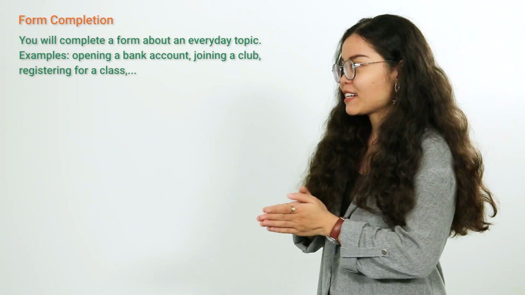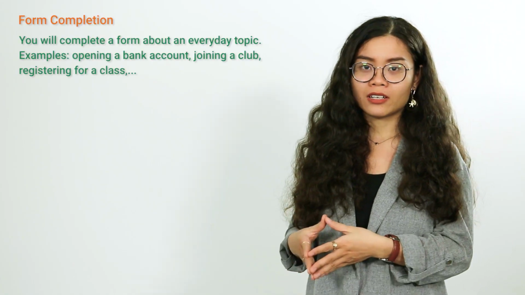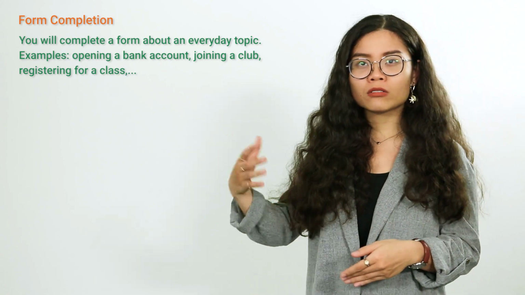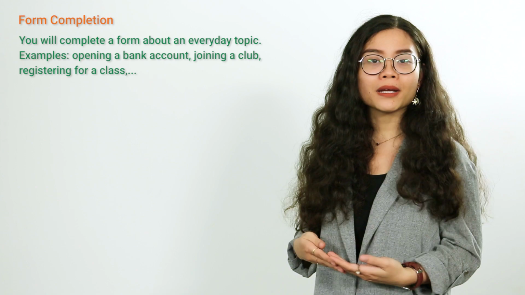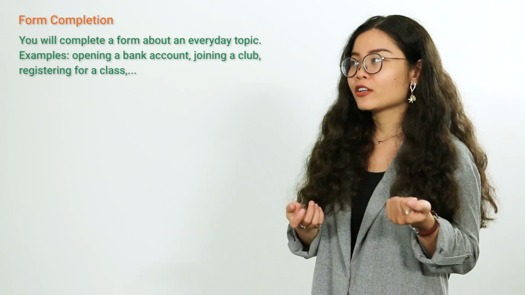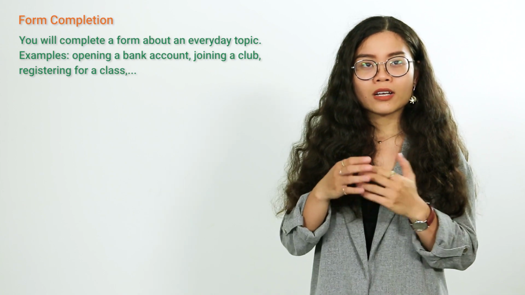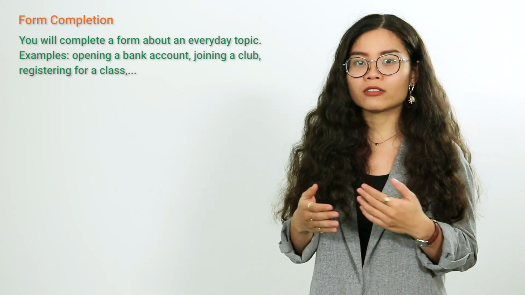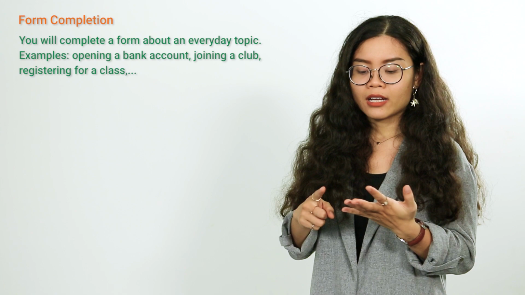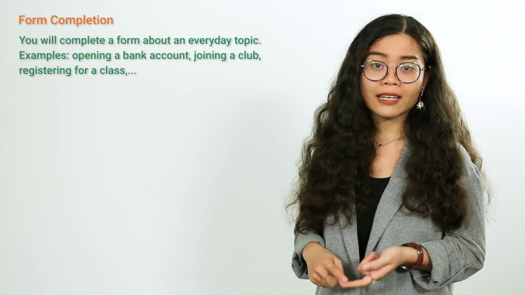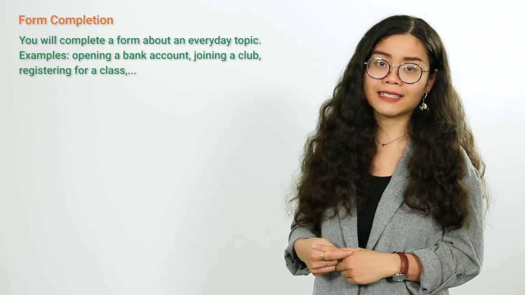Alright, so the second type of question is the form completion. So it has similar steps and tips to the note completion. You will complete a form about an everyday topic like opening a bank account, joining a club, or registering for a class. You would have to listen for numbers. So listen for information like numbers, address, phone numbers, postal codes, and letters like spelling names and places.